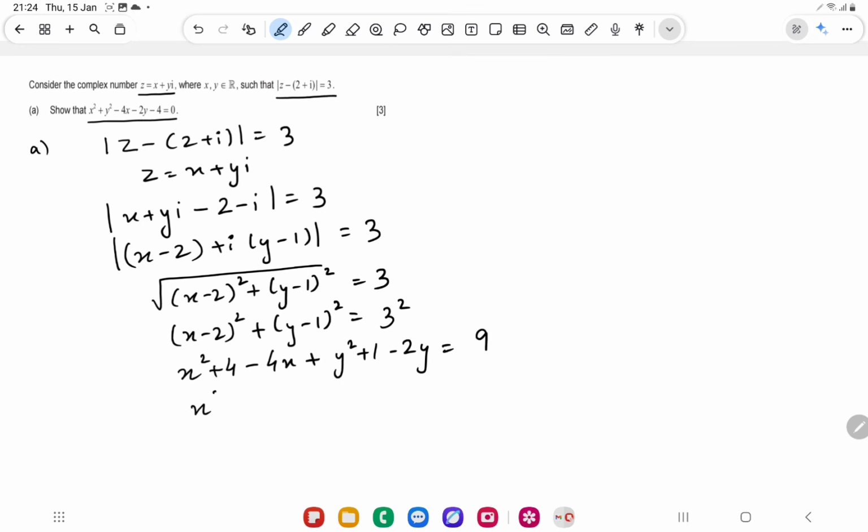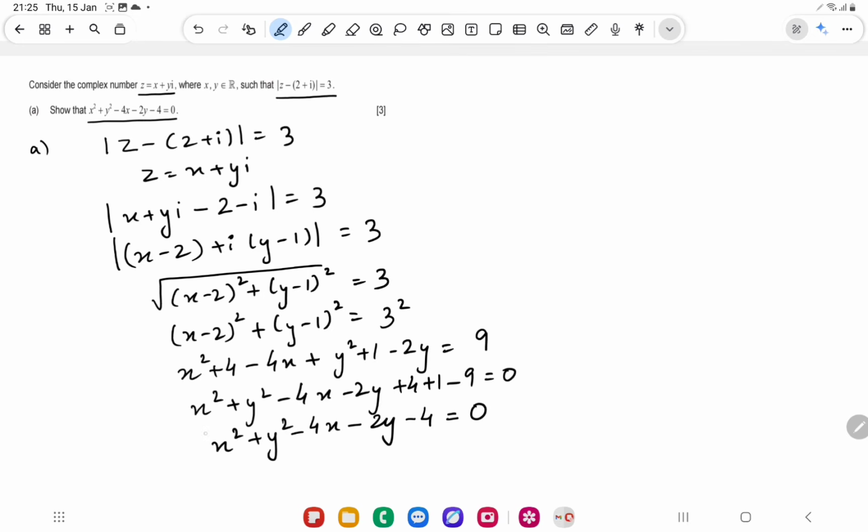Now I will rearrange this. x square plus y square minus 4x minus 2y plus 4 plus 1 minus 9 is equal to 0. So that gives me the final answer as x square plus y square minus 4x minus 2y minus 4 is equal to 0. This is what we have to show in this part.